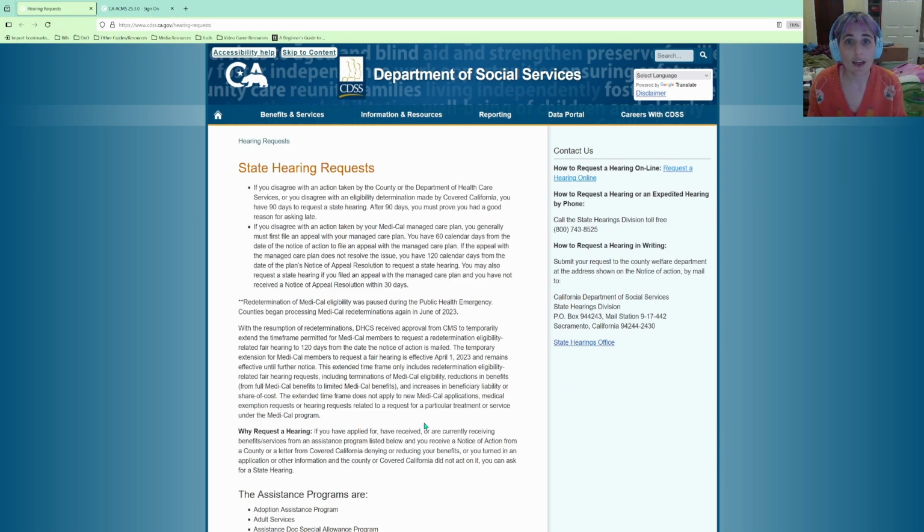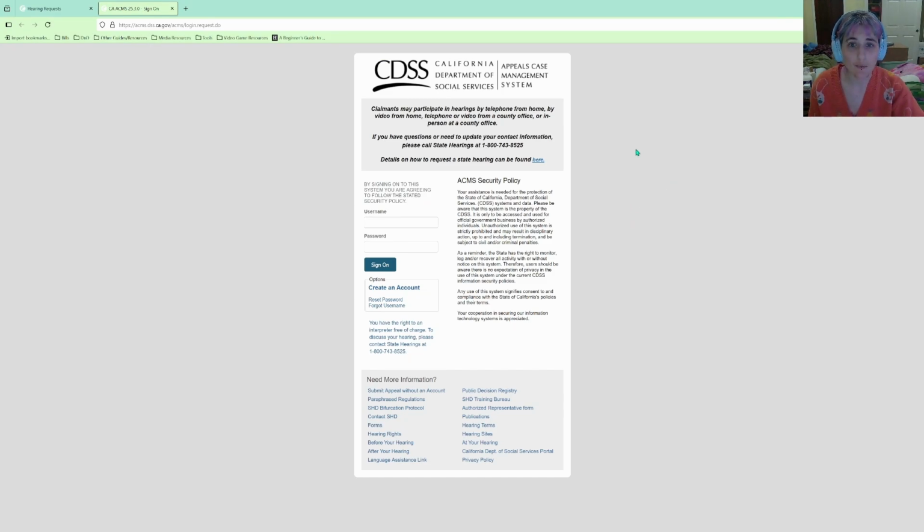So you can apply for an appeal by mail. You can use the address listed on this website, and they usually give you a prepaid envelope. You can also call the state hearing division at 800-743-8525, or you can request a hearing online using the appeals case management system. You would create an account on this website and then write the reason for your appeal there and cite your case and everything.